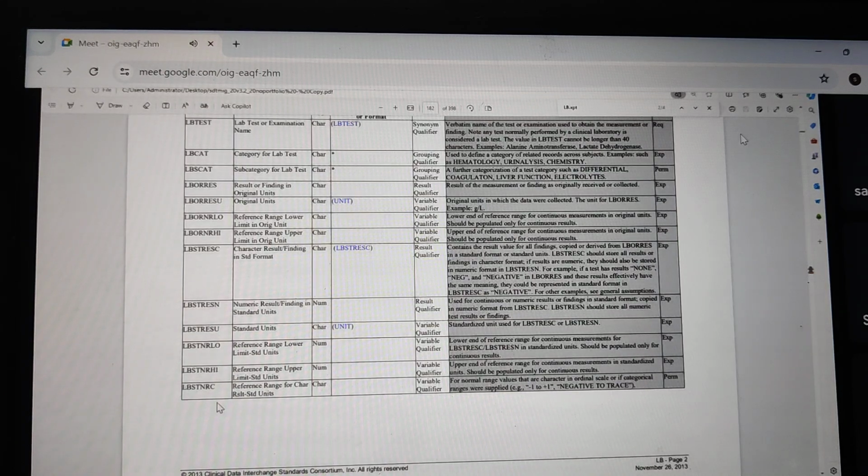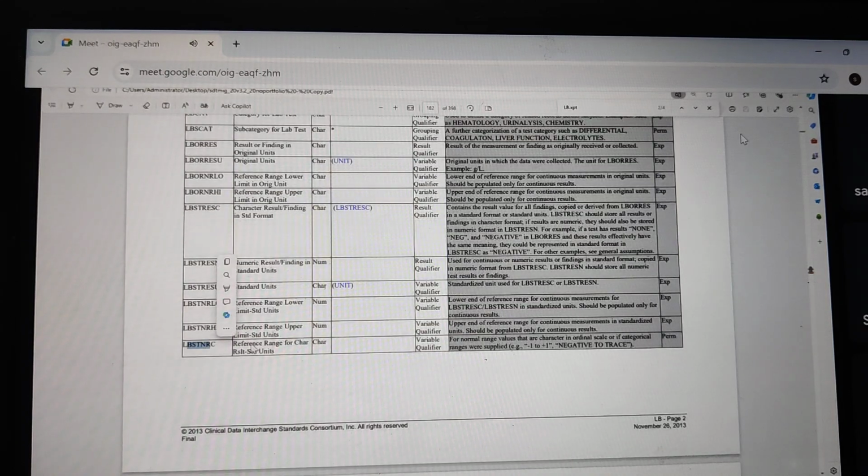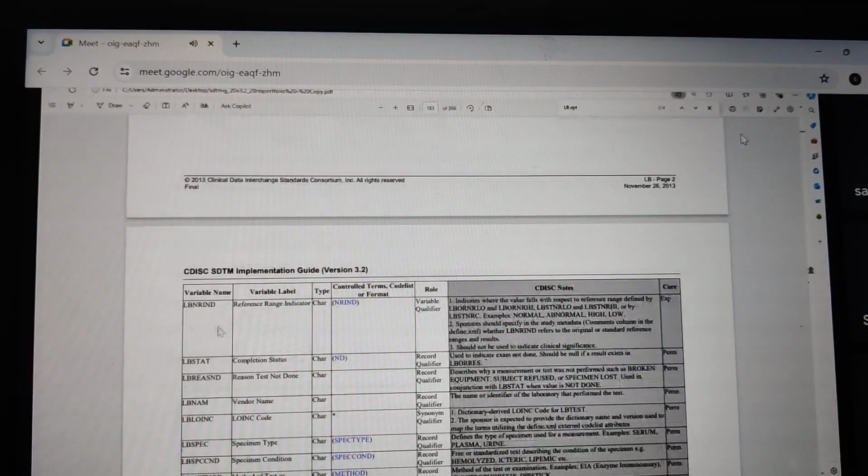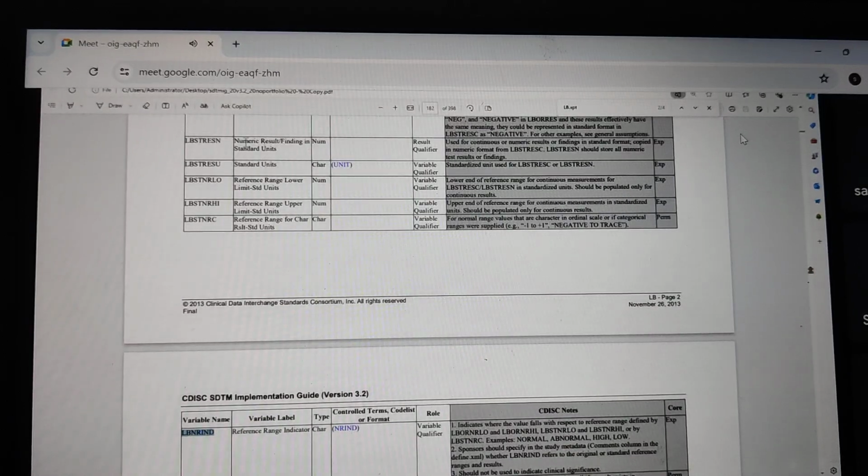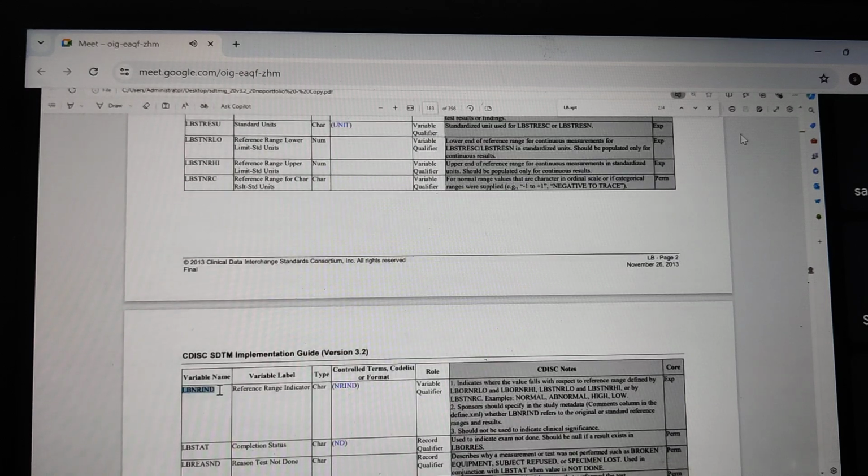Next, LBSTNRC, the reference range for the character results. Again, this is the same for the character results. Another important variable is LBNRIND, the reference range indicator. This is a derived variable. It is not supposed to be captured in the CRF or elsewhere. The other variables are captured in the data, but this one we need to derive. How are we going to derive it?